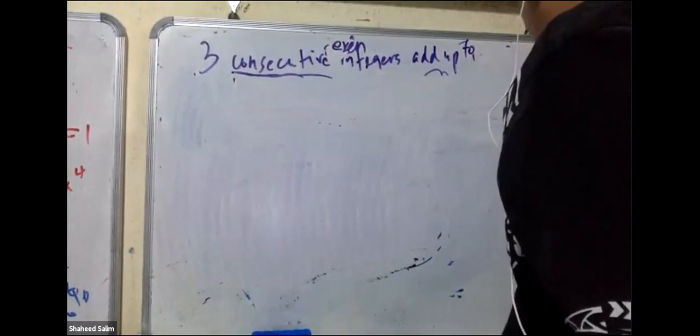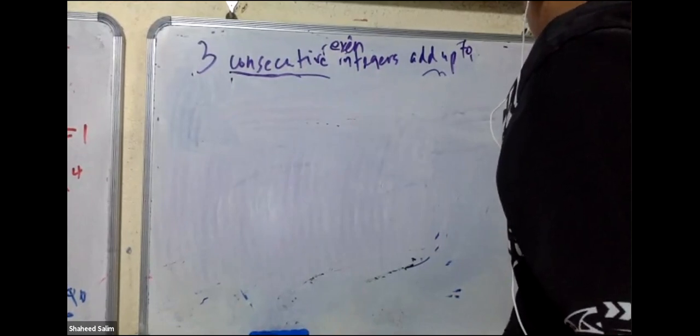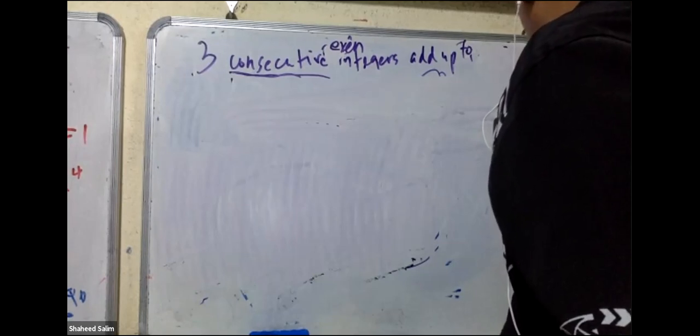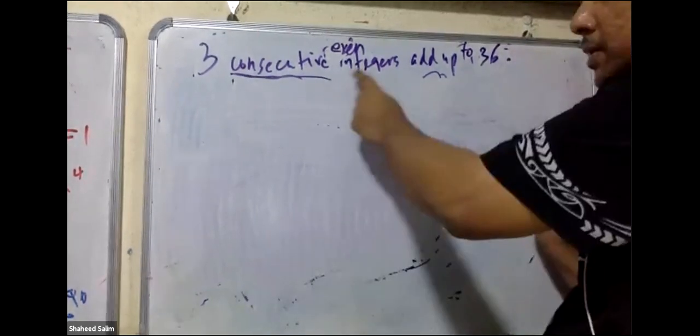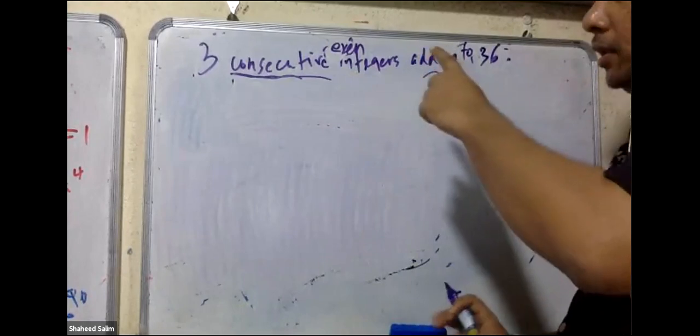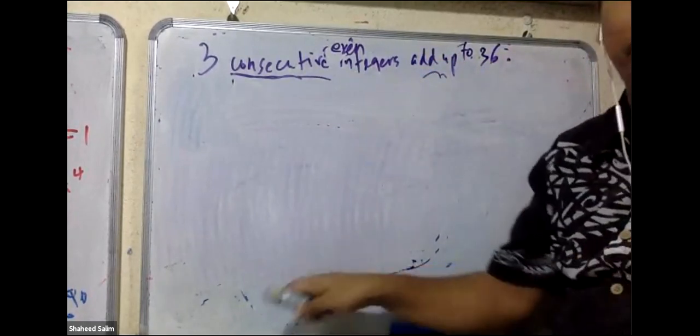Add up to, hold on now. Okay lah, I won't give you too tough one. 36. Even numbers, huh? 3 consecutive even integers add up to 36. What are the 3 numbers?